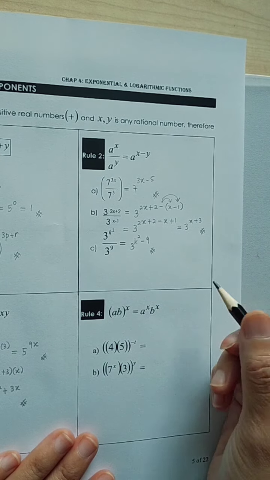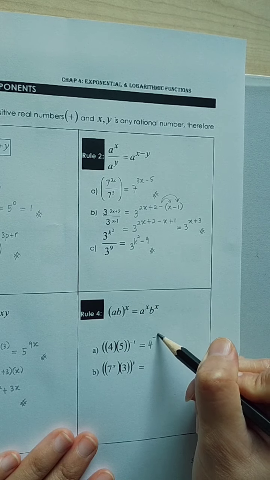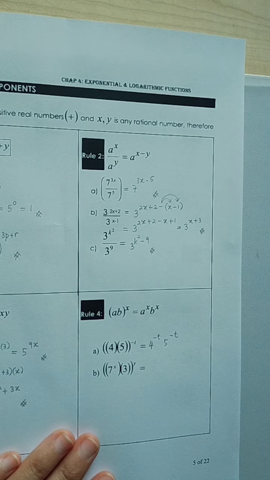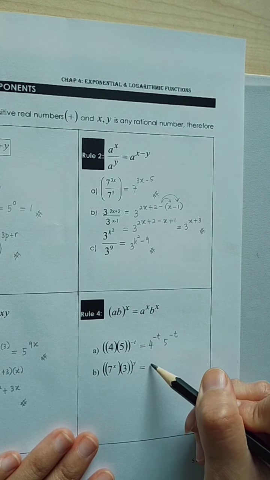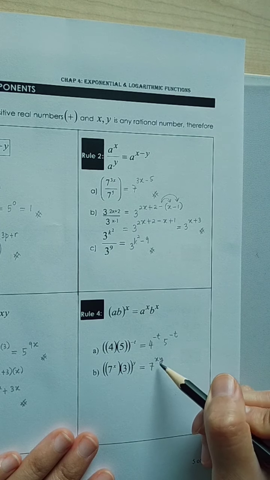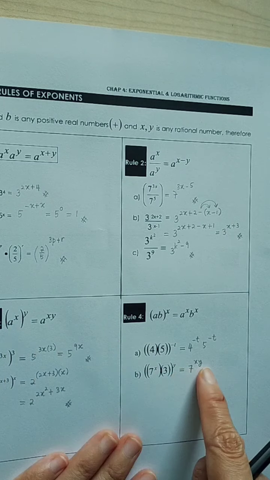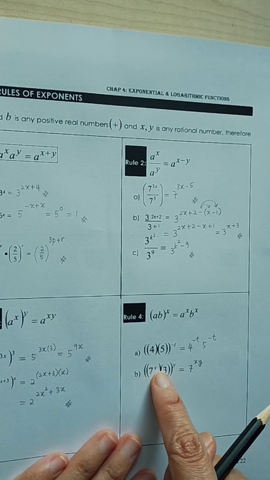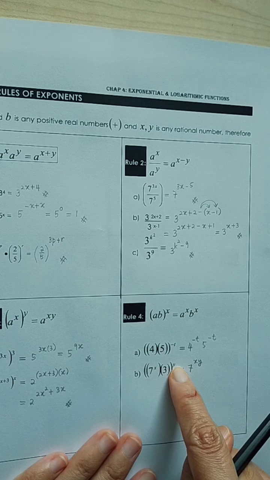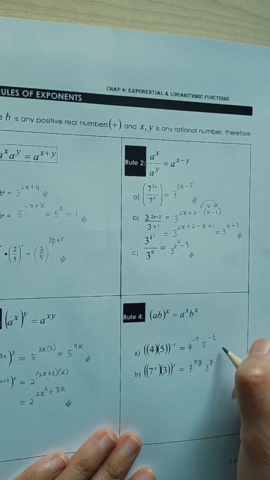Alright, so this is the same as 4 power negative t, 5 power negative t. Okay, and for B, 7 x power y, because we are following rule number 3. So 7 raised to x power x, and then multiply y, and then for 3 power y.